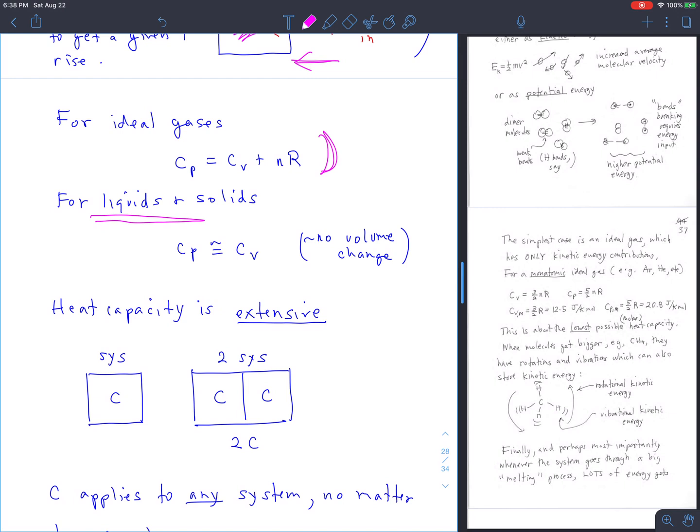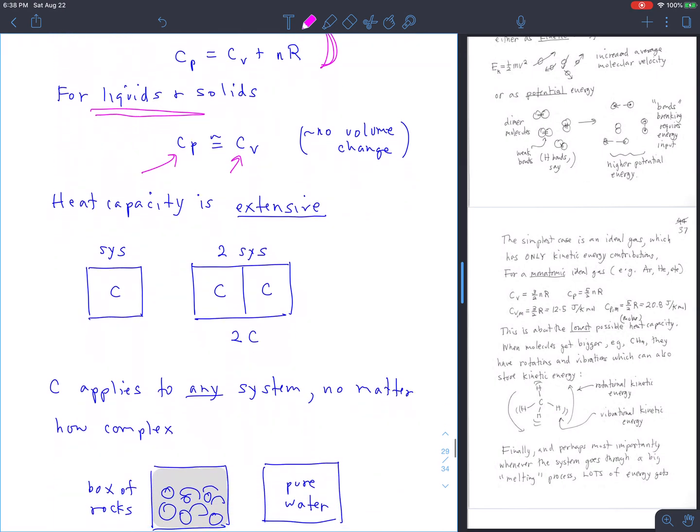The temperature changes by 1 degree, okay, the water expands a tiny bit, but that doesn't do enough work to make any real difference. And so in that case, the heat capacity at constant pressure is almost the same as the heat capacity at constant volume, and people just don't bother with the small difference.